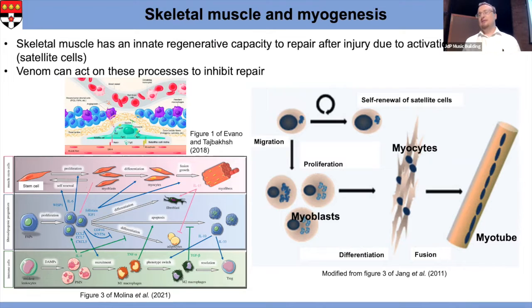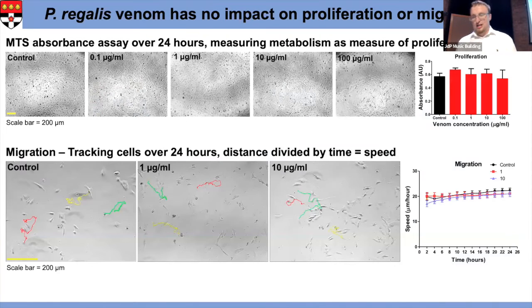A venom acting on any of these processes can inhibit these functions, and so these were studied in vitro using a mouse myoblast cell line, which is known as C2C12 cells, and in vivo in mice. So, beginning with proliferation and migration of the cultured C2C12 myoblast cells, I used an MTS absorbance assay, which assesses metabolic activity of mitochondria, indicated by the production of colored formazan. So no significant change was indicated.